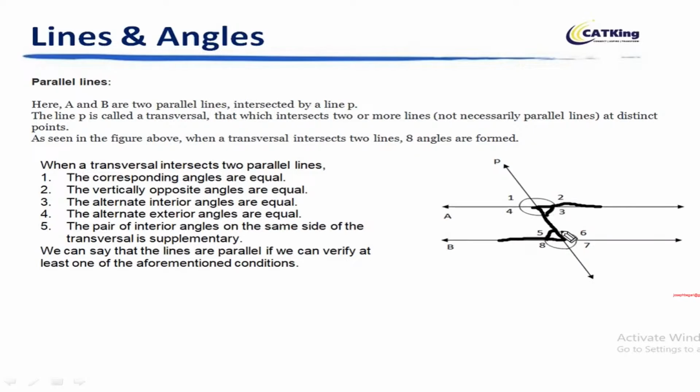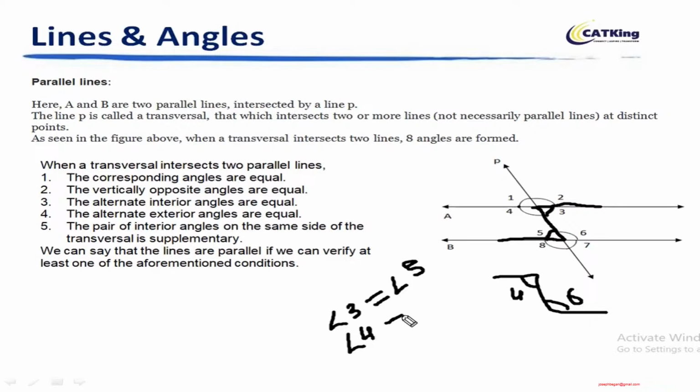And similarly, angle 3 is equal to angle 5. Similarly, angle 4 is equal to angle 6. Right, this is angle 6. This is angle 4. These two are also equal. Alternate interior angle 4 is equal to angle 6.